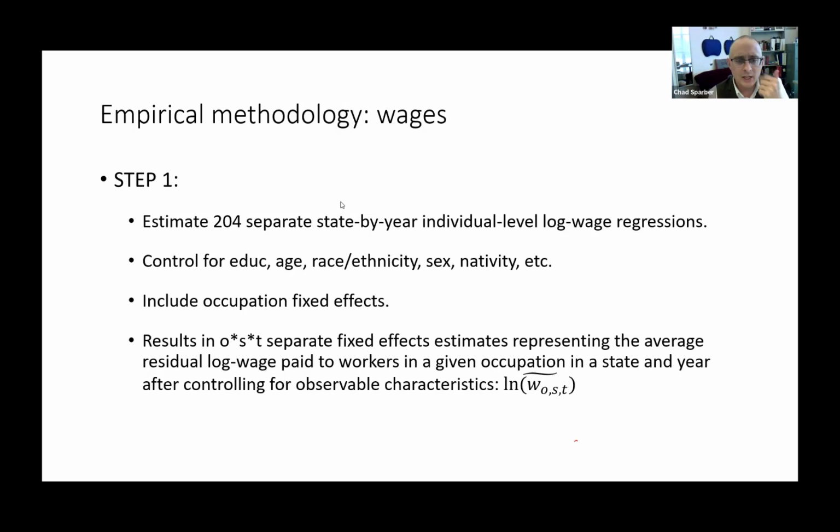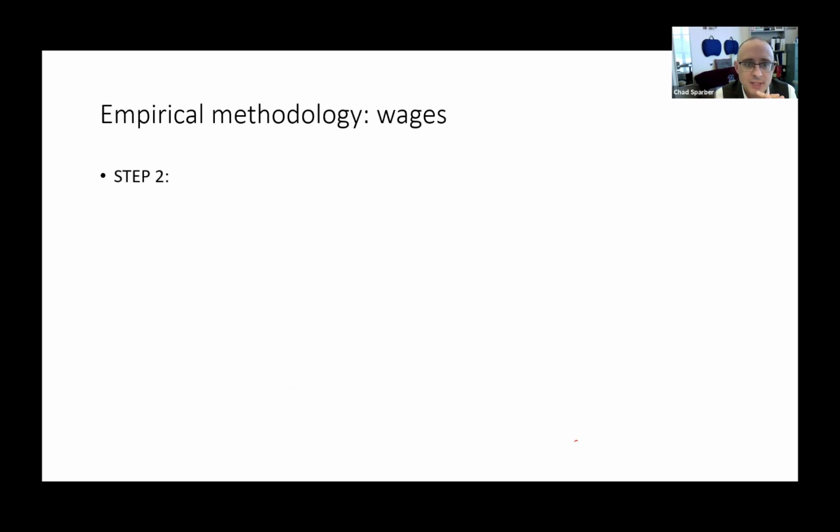I saw a clarifying question up there on the 204 separate regressions. It's 51 states if you count the District of Columbia as a state. And then it's 4 years. I think it's 1990, 2000, 2010, and 2018. All right, so that's step 1. That's how we get the wages themselves.